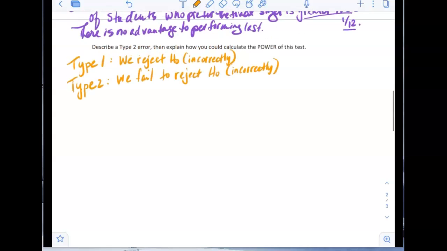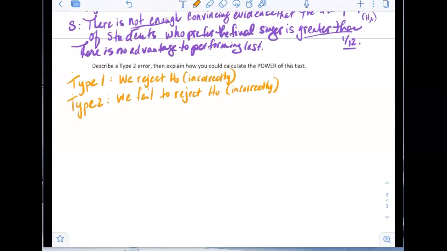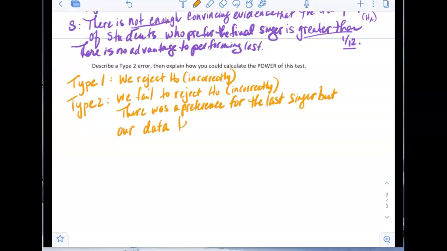So if that were to happen and we'd find out later we were wrong, then that would be saying that there was a preference for the last singer, but our data led us to fail to reject the null hypothesis. Okay, so that's why we're only really talking about a type 2 error in this one, is because that matches our decision.